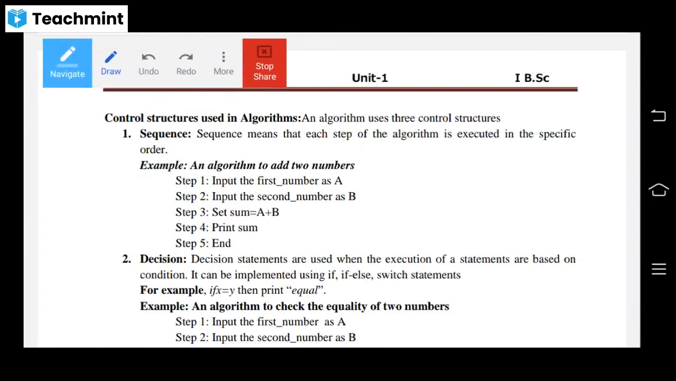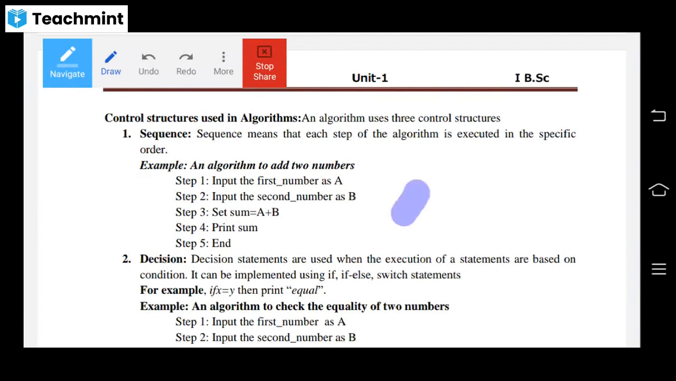In the sequence. Sequence means that each step of the algorithm is executed in a specific manner, in a specific order. Now we go in order, top to bottom, passing each and every element, right? That order is called the sequence order. For example, if you are made to stand in a line, 1, 2, 3, 4, that can also be called a sequence order. Okay, here we are giving some example.